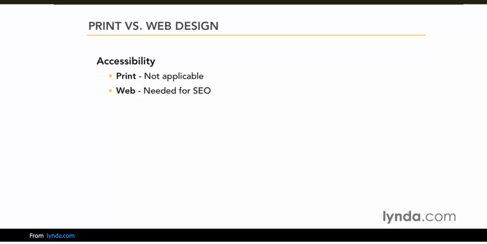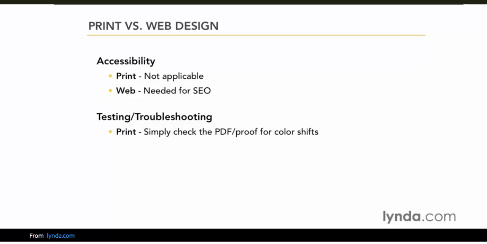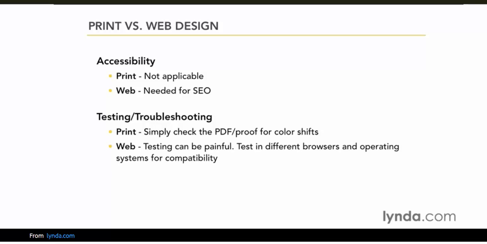When you're finished with your document and you're ready to test or troubleshoot, with print, it's fairly straightforward. We need to check the PDF and maybe a proof from the printer for color shifts. If everything looks good, we're done. On the other hand, with the web, this can be very painful and sometimes takes even longer than the design process. You need to test your website in various browsers and OSs for compatibility problems.